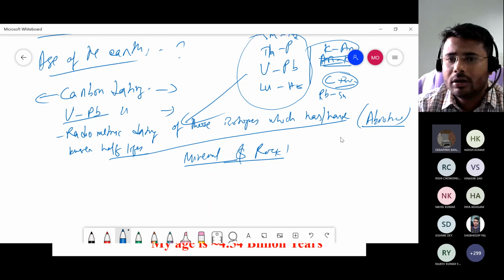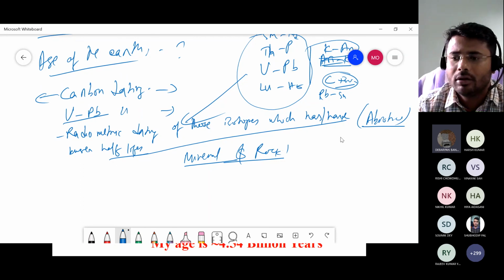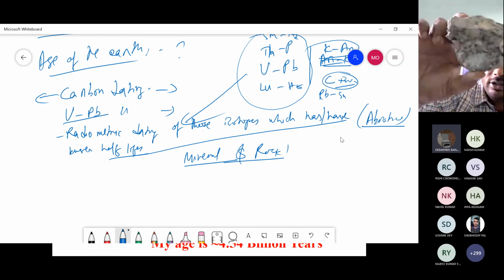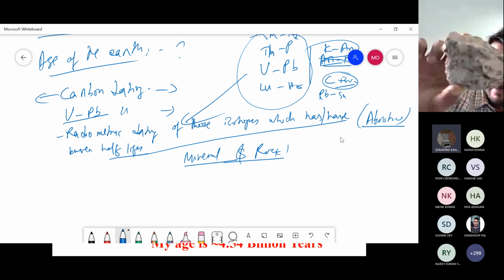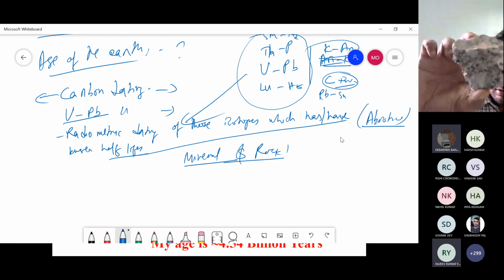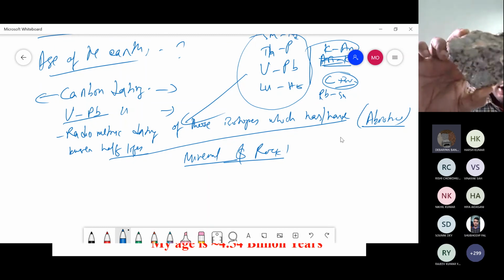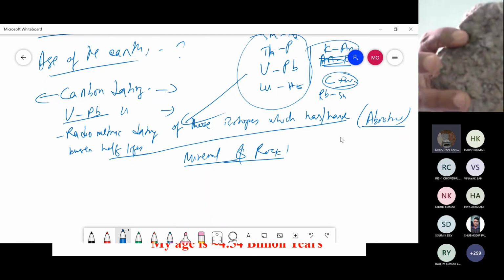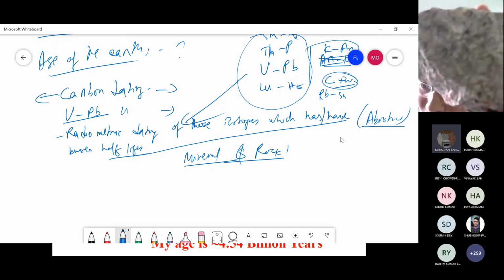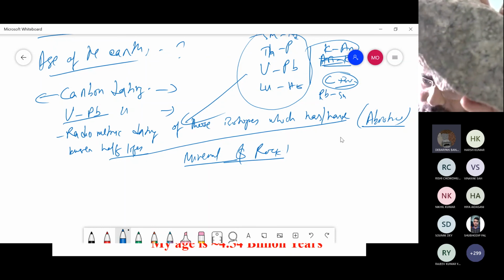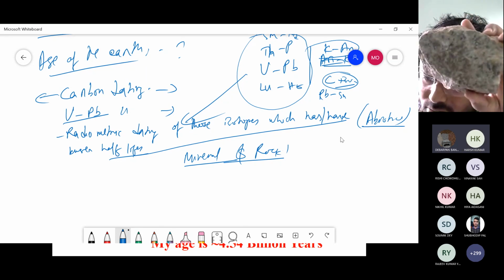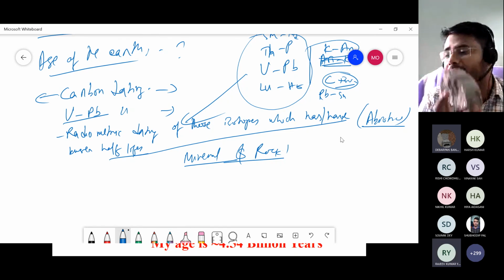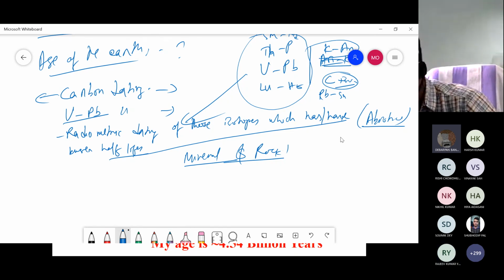Rocks are basically, say for example, can you see this particular thing? This is basically a rock. Can you see black and white colors? So this black and white color, they represent two types of minerals.